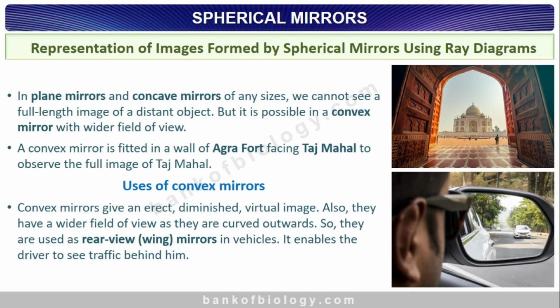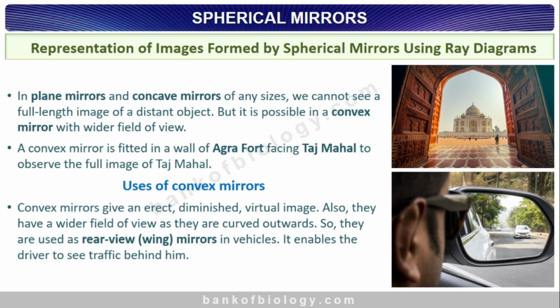In plane mirrors and concave mirrors of any size, we cannot see a full-length image of a distant object. But it is possible in a convex mirror with a wider field of view. A convex mirror is fitted in a wall of Agra Fort facing the Taj Mahal to observe the full image of the Taj Mahal. Uses of convex mirrors.